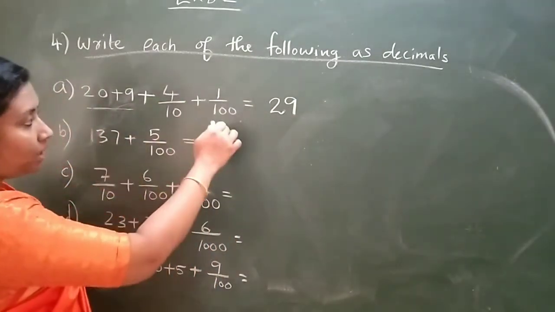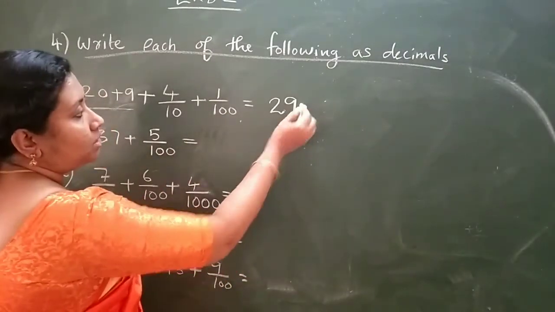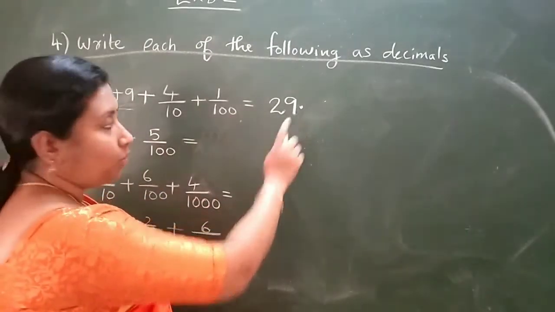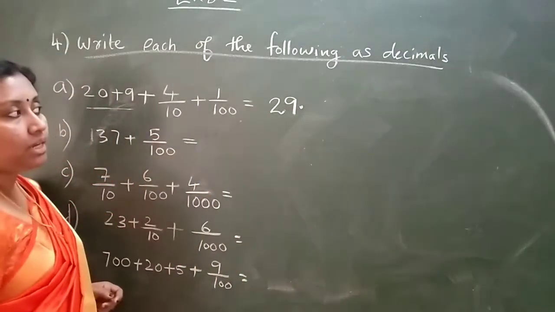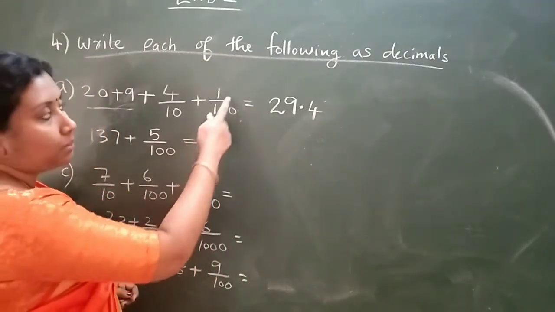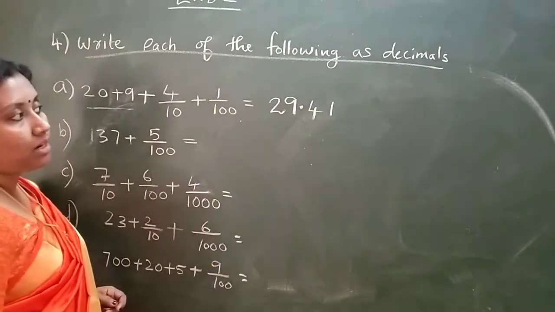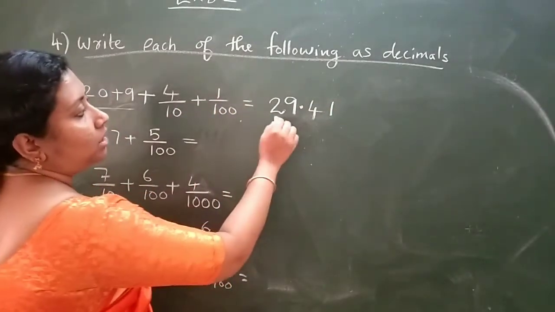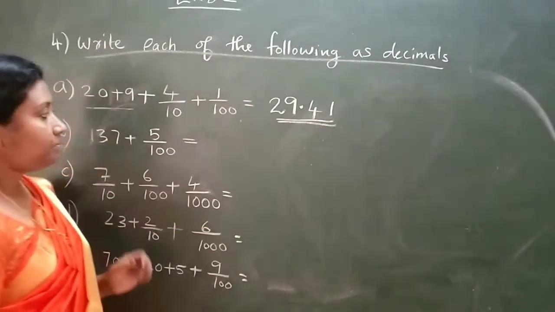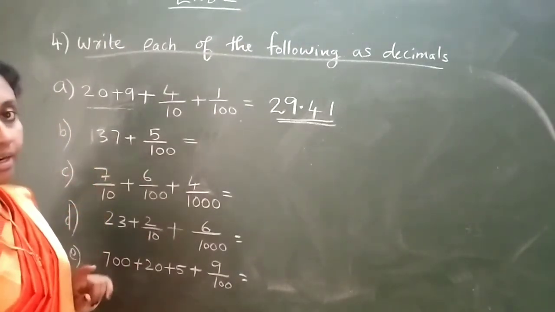Then 4 by 10 and 1 by 100. That is the decimal number. So here you put before that 4 by 10, 1 by 100, one decimal dot. Here first is 4 by 10. So the 1 by 10 place is 4. Then 1 by 100 the place number is 1. That is the numerator here, 1 is there. So this is that number, 29.41.